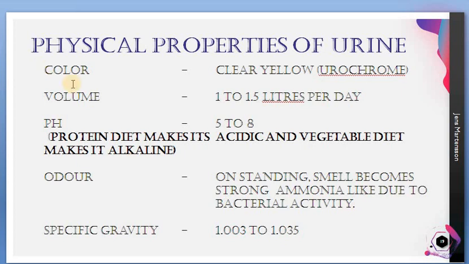So the first one, color. By looking you can see the color, it is clear yellow in color when a person is in normal condition. It may vary, and you should know one thing, we are talking about a biological waste product, so it may vary from person to person, depending on their lifestyle and their food habits.